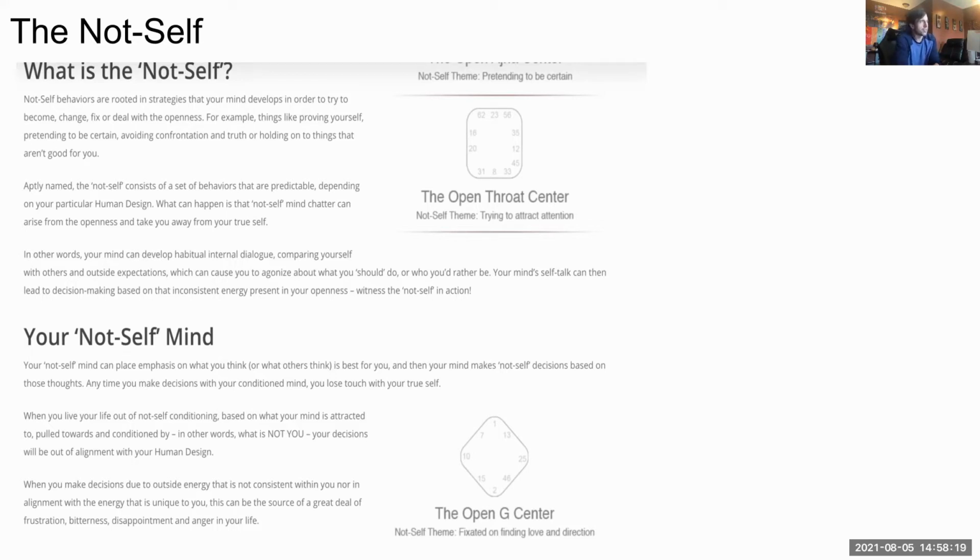Not self behaviors are rooted in strategies that your mind develops in order to try to become, change, fix, or deal with the openness. And by the way, your not self in human design is generally what's referred to as your open centers, or where you're not defined. For example, things like proving yourself, pretending to be certain, avoiding confrontation and truth, or holding on to things that aren't good for you. Aptly named, the not self consists of a set of behaviors that are predictable depending on your particular human design. What can happen is that not self mind chatter can arise from the openness and take you away from your true self.